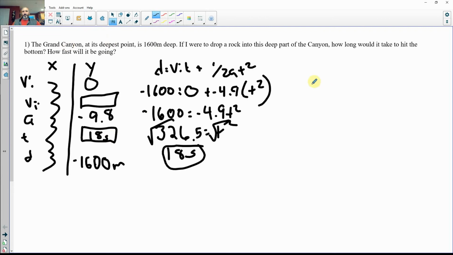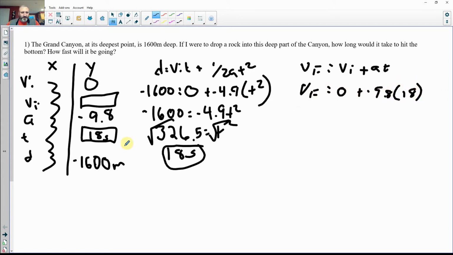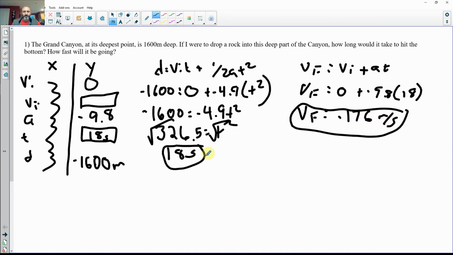And then how fast will it be going? We want the final velocity. And I would say the best way to do that is VF equals VI plus AT. So VF, which is what we're looking for, equals 0 plus negative 9.8 times 18 seconds. So negative 9.8 times 18. That should be a VF of negative 176 meters per second. So there you go: 18 seconds and negative 176 meters per second.